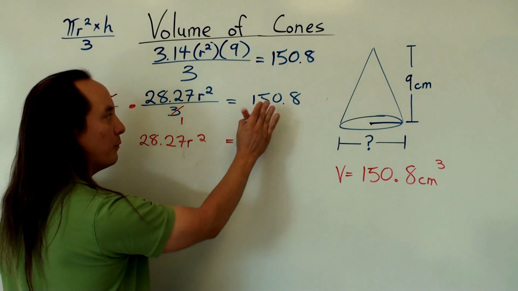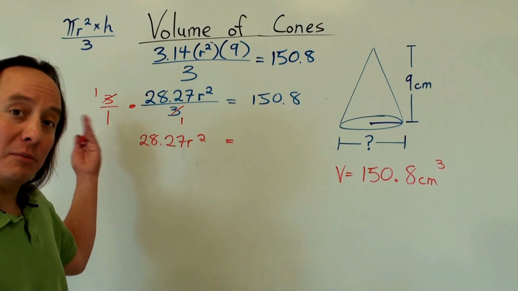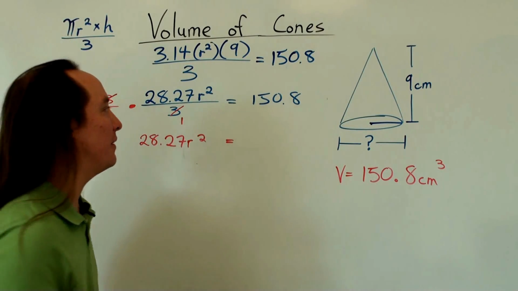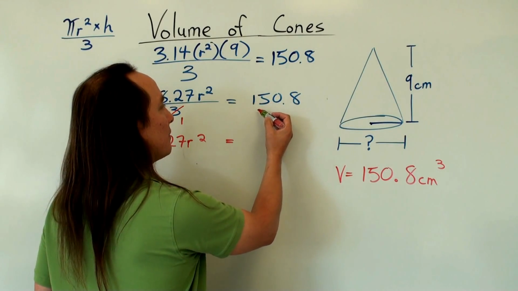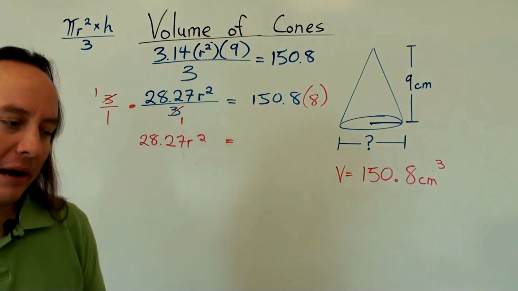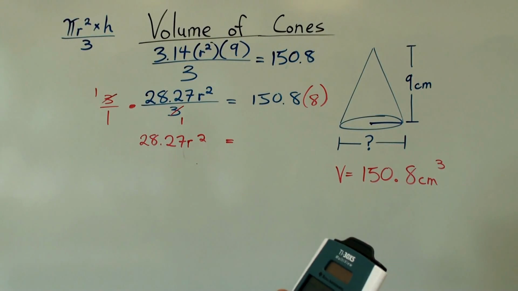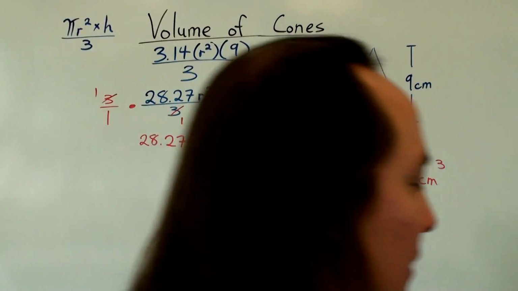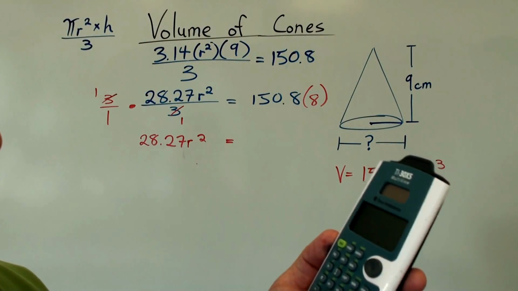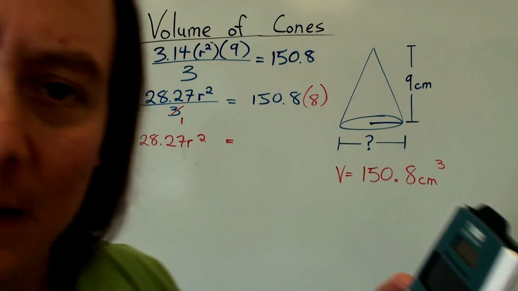Anyway, equal to 150.8. But what I did to this side, which was multiply by 3, I have to do that to the other side. So let's put a little pair of parentheses here, and we'll say times 8. I'll break out the calculator just because it's kind of a funky decimal, right? So 150.8 times 8. Why did I put times 8?